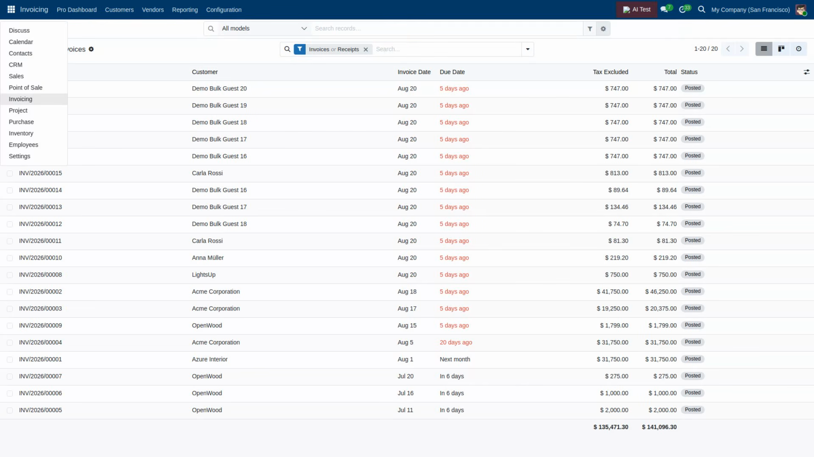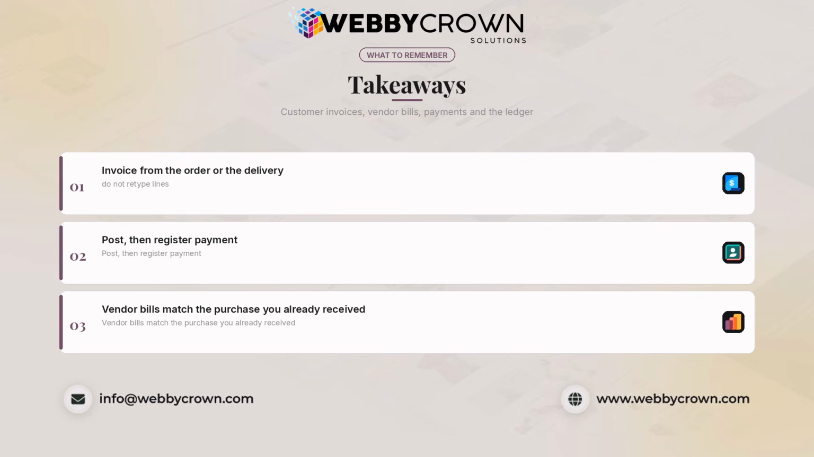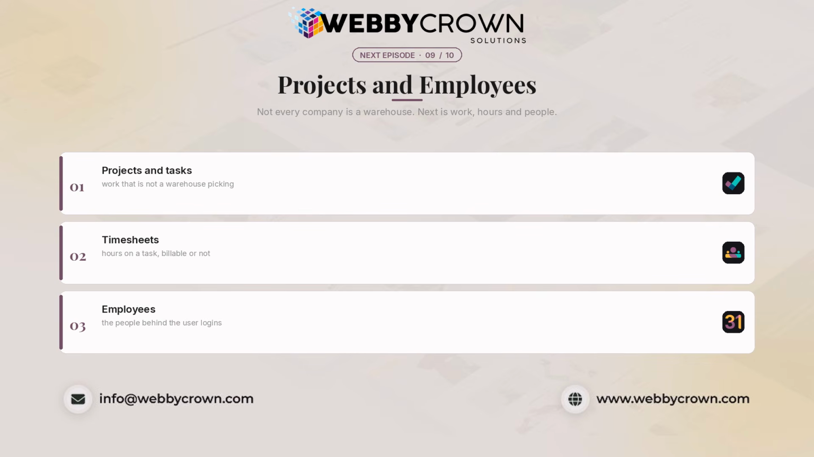Invoicing, contacts and sales, money on the same partners and orders. Invoices and payment status. Posted is the ledger. Paid is cash. Takeaways. Do not retype invoice lines. Post, then pay. Bills follow receipts. Quote to cash is the spine.